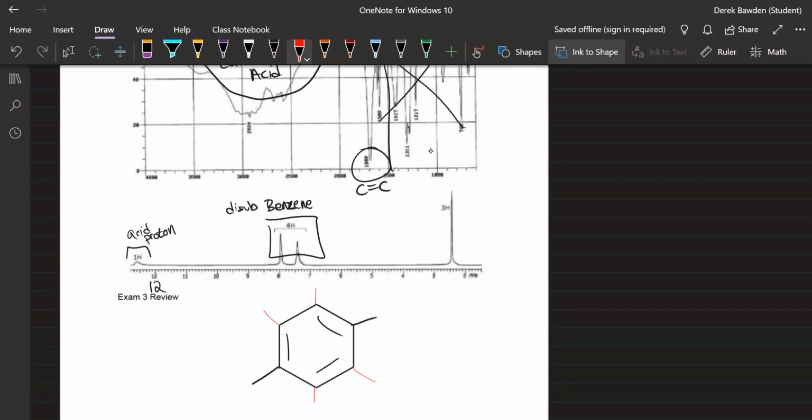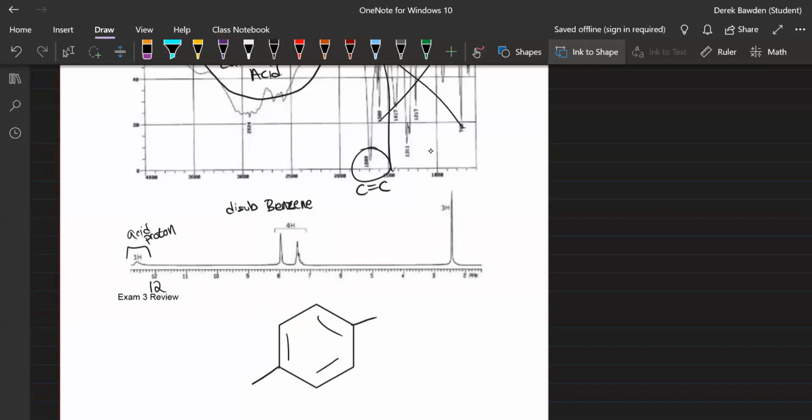If there was 5, would it be mono? Exactly, perfect, Lynn. So if there were 5 protons here, first of all, there would just be 1 peak. It would be like that, okay? And it would say 5 protons. Yep, and then that would be mono substituted. Okay, so we know it's disubstituted.